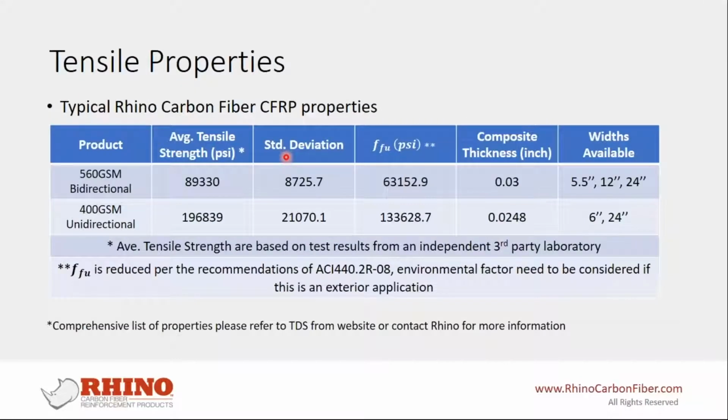So for tensile properties, those are the numbers that engineers will need for their design. So we have the average tensile strength from the third-party lab. Then we're applying some reduction factor according to ACI, and here you get the fracture tensile strength, which will be used for your design.